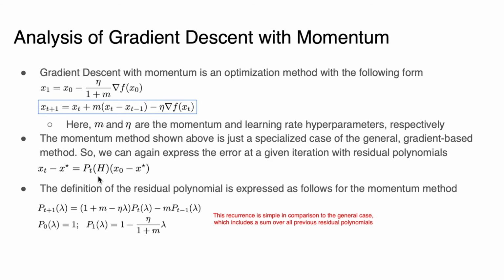As a result, we can then derive what the actual residual polynomial would be for our gradient descent with momentum update rule, and we get the residual polynomial shown here. Whereas before, for general gradient-based methods, the recurrence for our residual polynomial was very complicated and included a sum over all previous residual polynomials, the recurrence for gradient descent with momentum is comparably quite simple. And what this gives us is that we can express our update rule and our residual polynomial as a very simple recurrence, which will be useful for analysis of this optimization method.